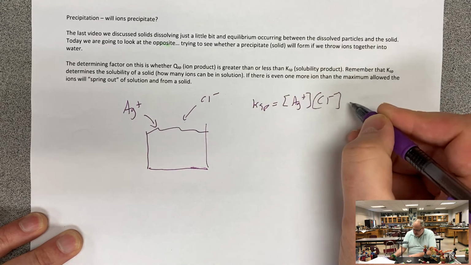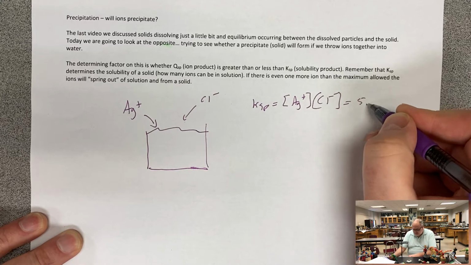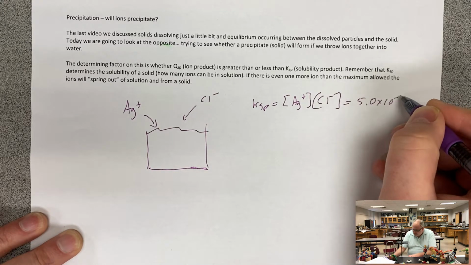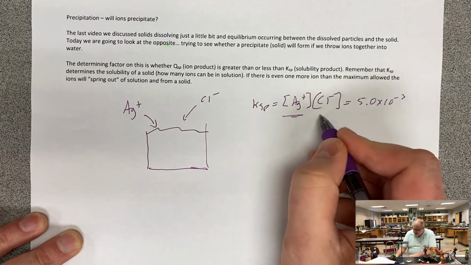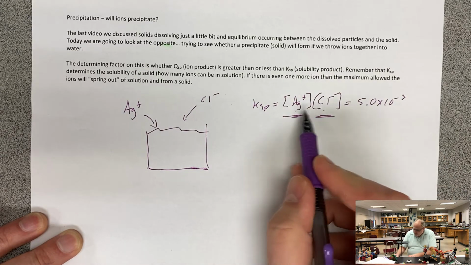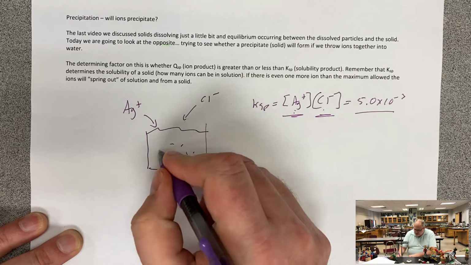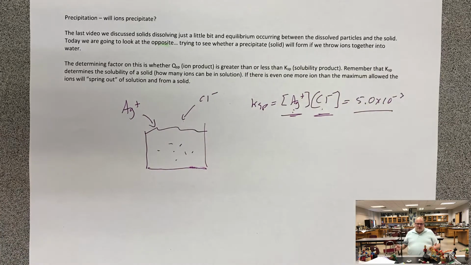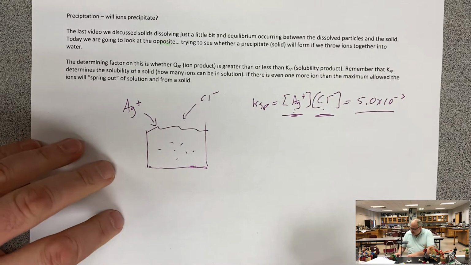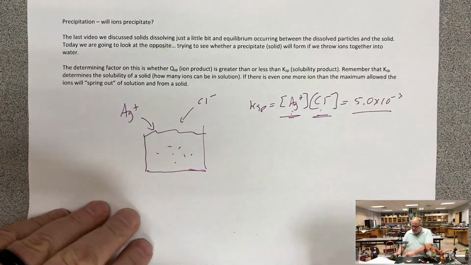And if I do the math on that, actually, if I look it up on a table, it's 5.0 times 10 to the negative 3. That means that when these two quantities multiplied equal this number or greater, stuff will pop out of solution. That's what we're looking to do today. So we're going to tackle some problems here, and the best way to do that is by tackling problems given in the textbook.